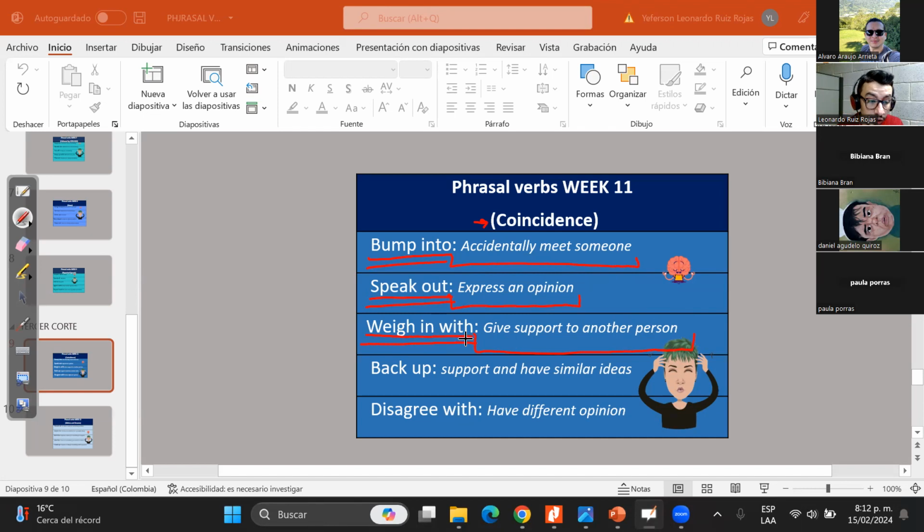But notice that sometimes, normally we have two parts, but sometimes we can have three parts. Wait, in, with, ¿no? Algunas veces los phrasal verbs pueden tener incluso hasta tres partes. ¿Listo? Bueno, muy bien, very good.